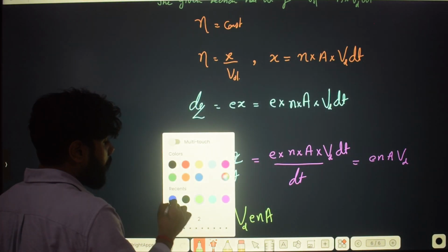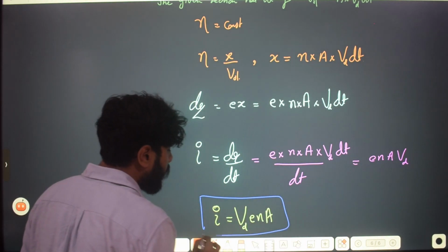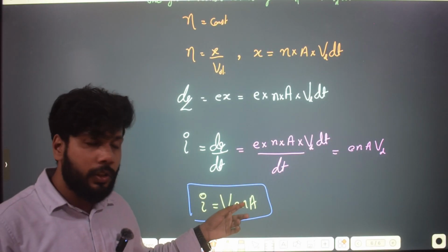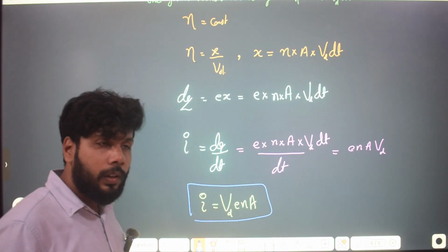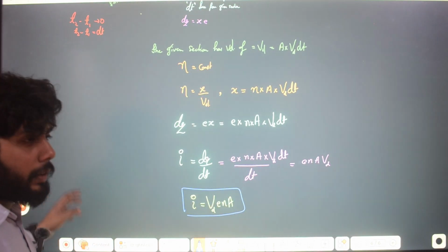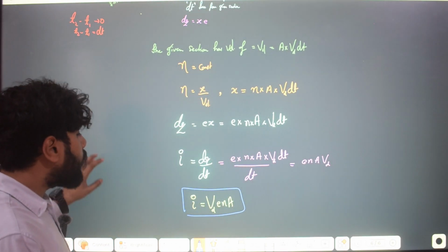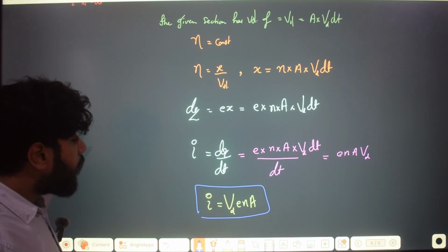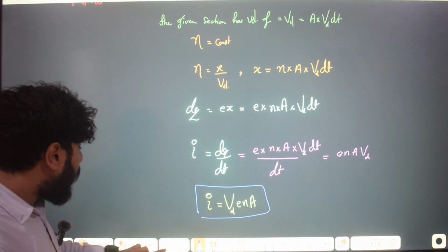That's our relation between I and drift velocity, and this is our cross section, n is free electron density, and e is the charge of the electron. Most of the time free electron density is given, or we have to remember it for particular metals. So with the help of this formula, it is pretty easy to calculate our drift velocity.